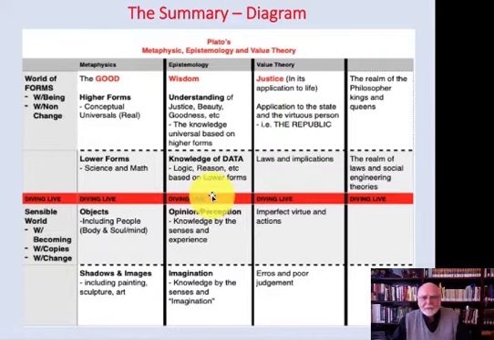Below the dividing line in epistemology, we have opinion and perception. Plato recognises that we do learn things by experience. We do perceive and see things. But when we do so, unlike the knowledge which is obtained above the dividing line, which is objective and certain, knowledge below the dividing line is merely perception. It's opinion.